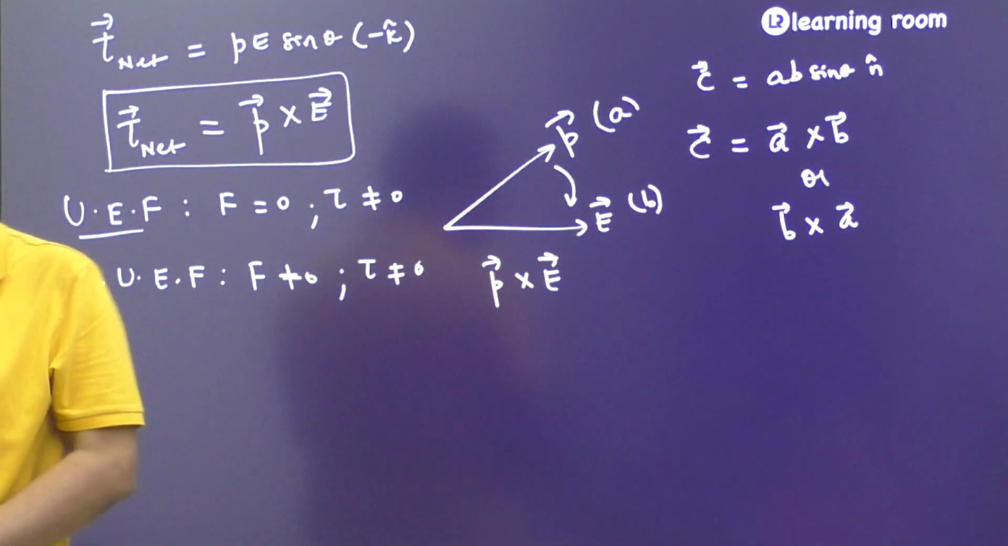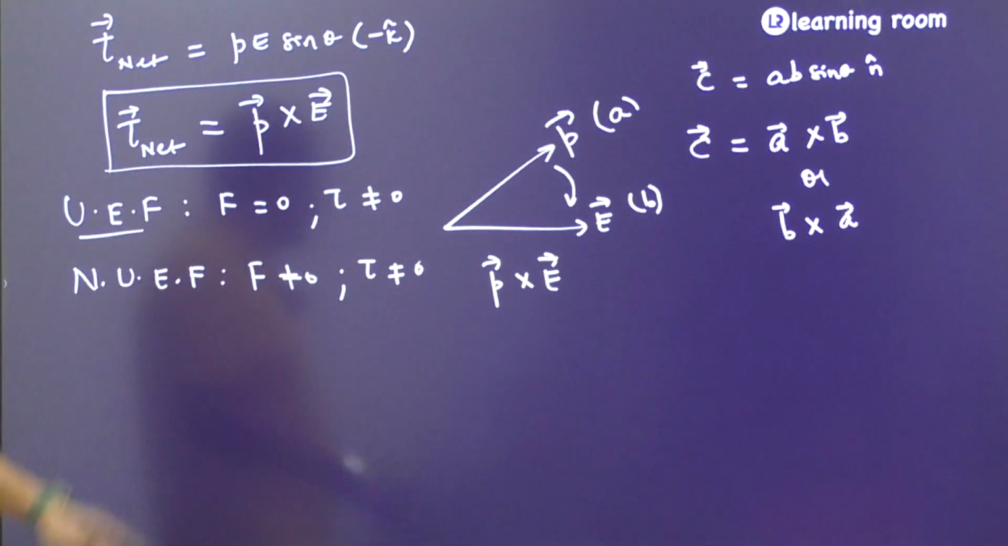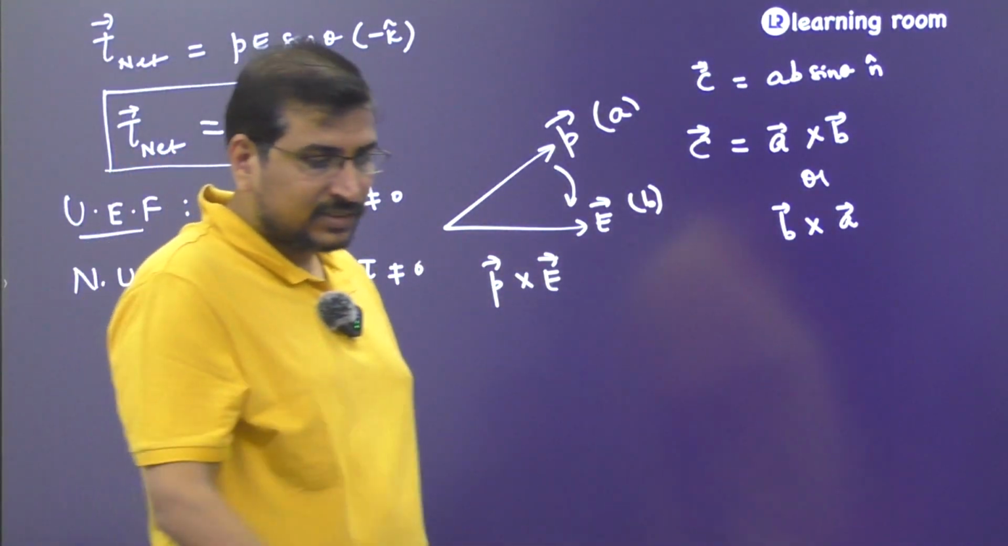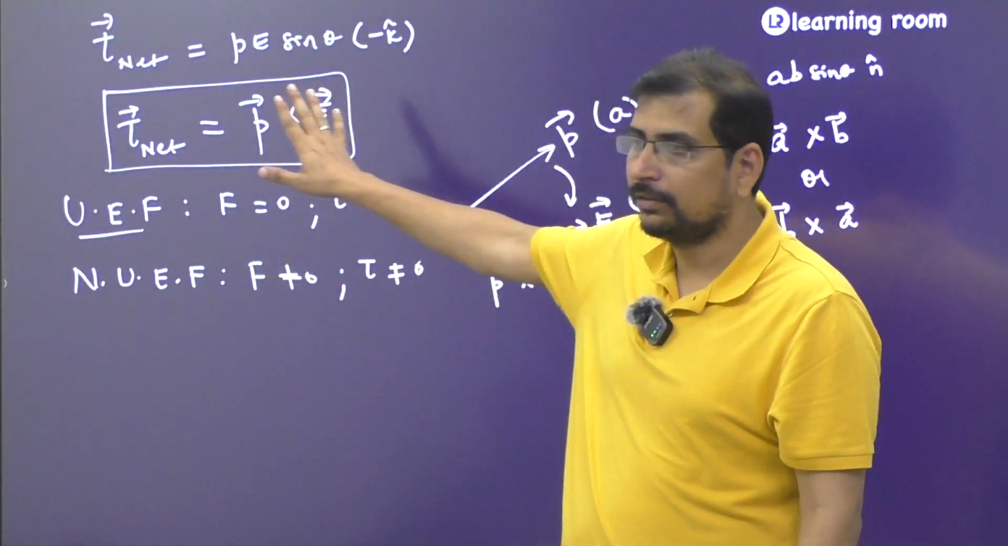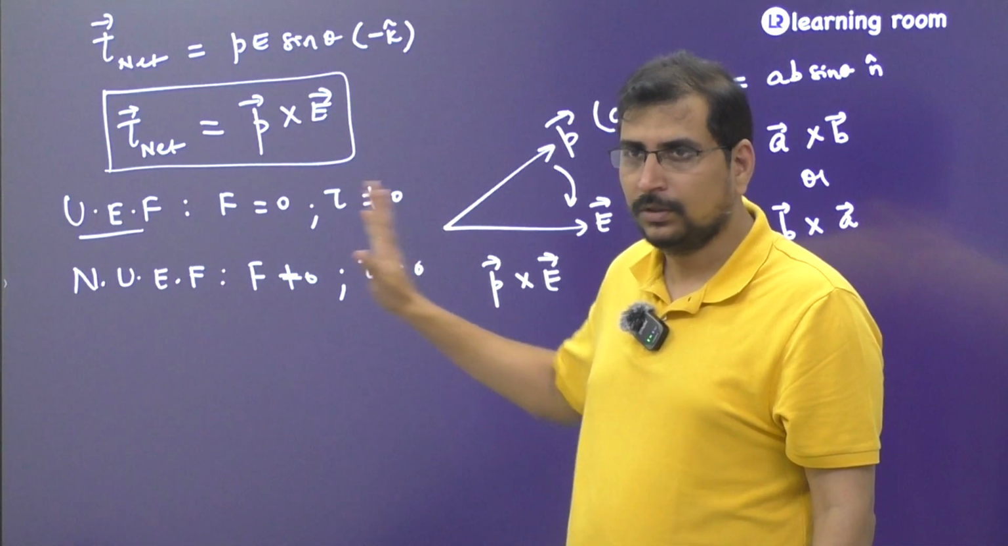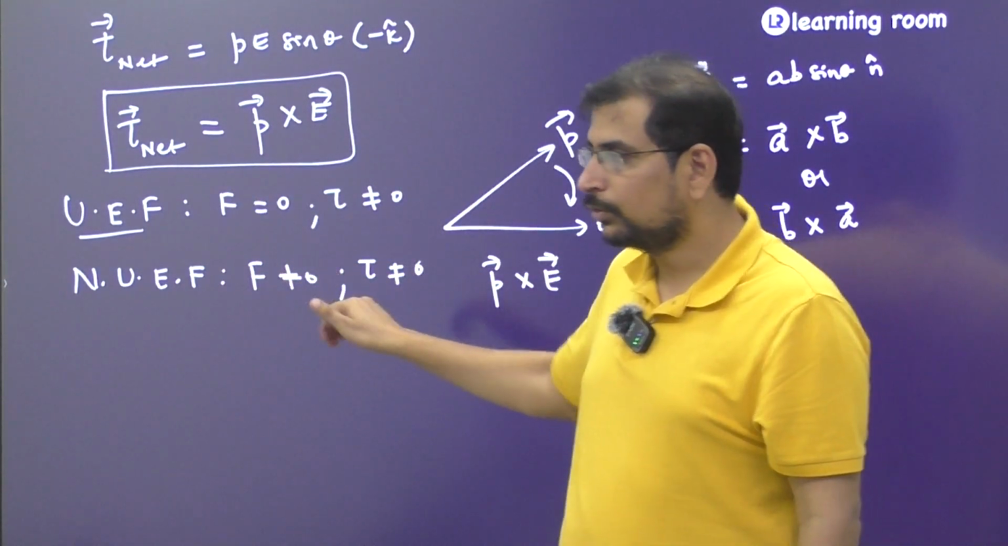Are you able to understand? It means it has both translatory motion and rotational motion. Next time onwards, wherever I see the word torque, I will not explain this much at all. I'll directly go into r vector cross F vector and give you the derivation. So is everything clear? Please make a note of it.